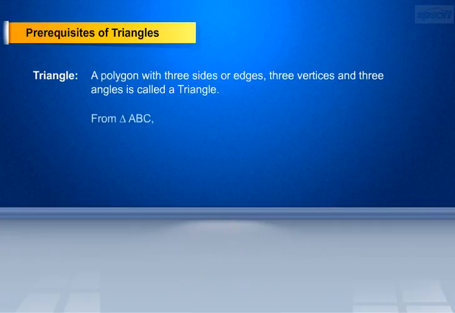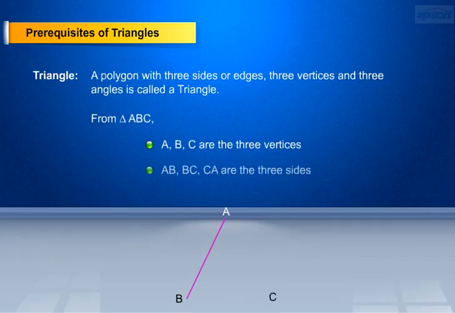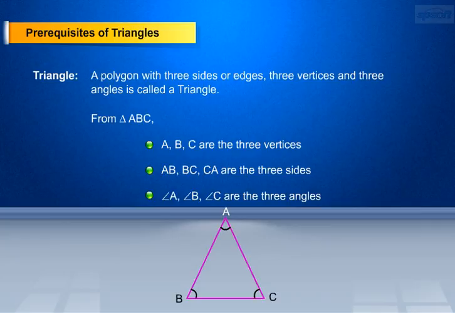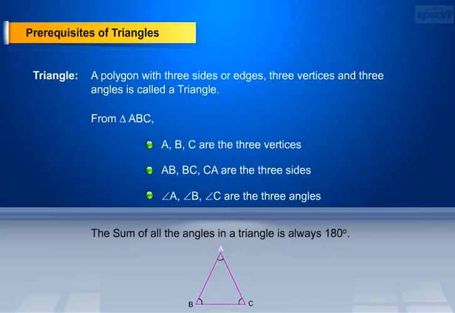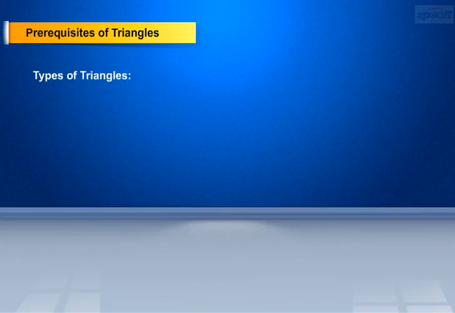From triangle ABC, A, B and C are the three vertices. AB, BC and CA are the three sides. Angle A, angle B, and angle C are the three angles. The sum of all the angles in a triangle is always 180 degrees. Now let us learn in detail about triangles and their classification.